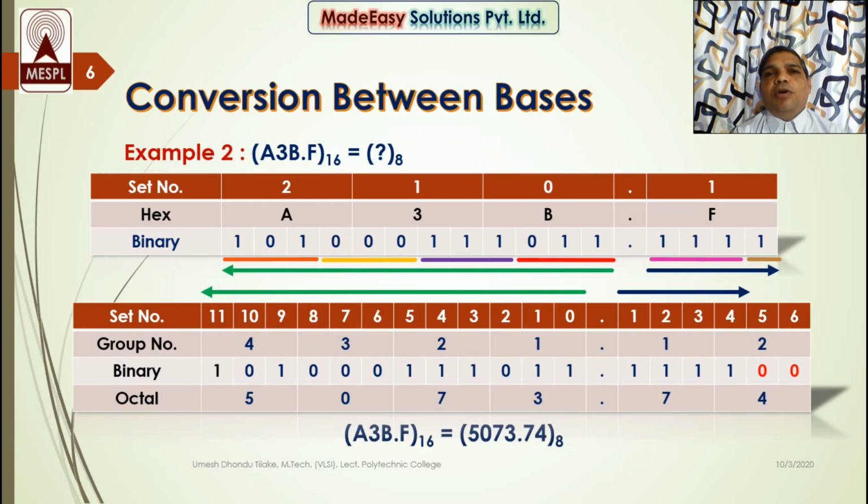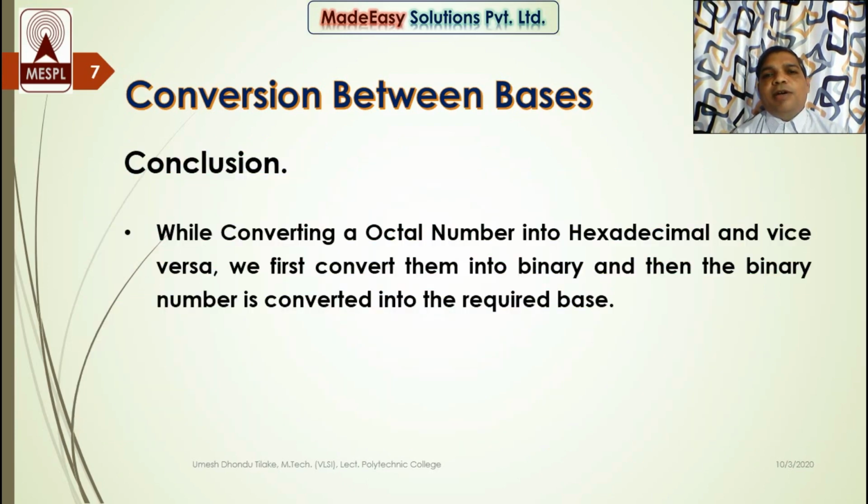So these two examples show us how to convert an octal number into hexadecimal and how to convert a hexadecimal number into octal by using a binary number as a reference. While converting octal into hexadecimal, convert it into binary first, then convert the resultant binary number into hexadecimal. Similarly, while converting hexadecimal into octal, first convert the given hexadecimal number into binary and then convert the resultant binary number into octal. So in short, while performing octal to hex or hex to octal, just convert the given number into binary first and then convert the resultant binary into the desired base.